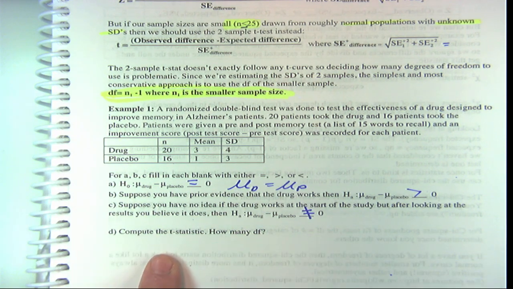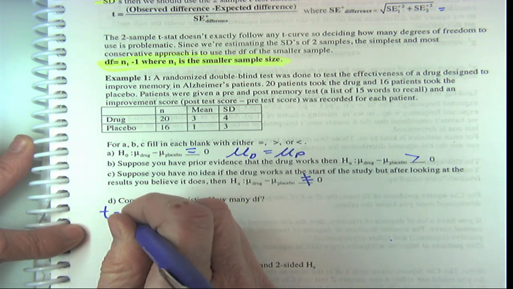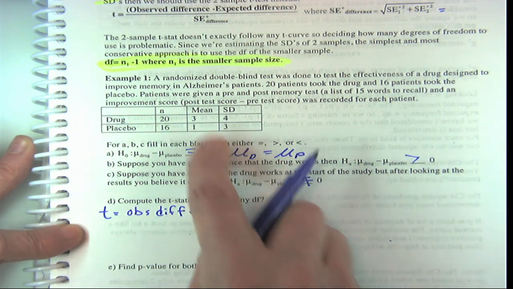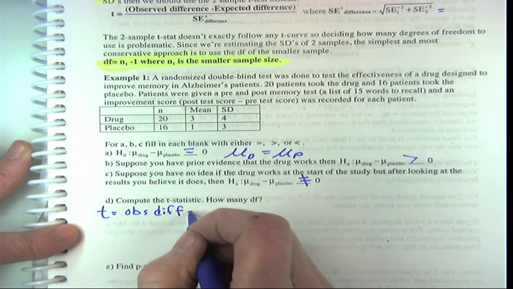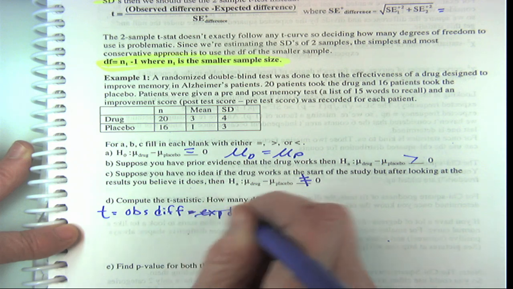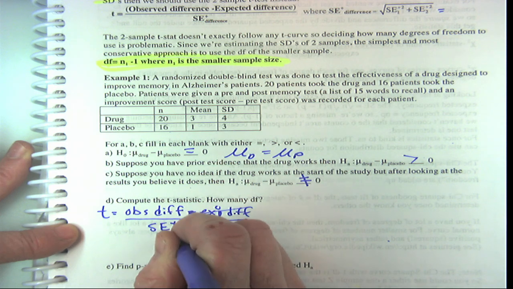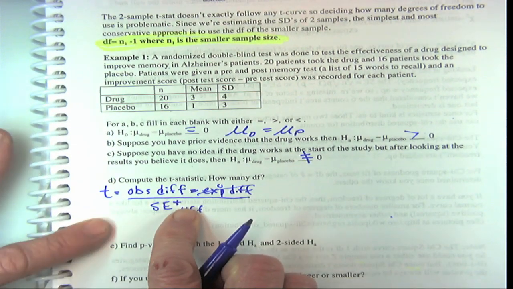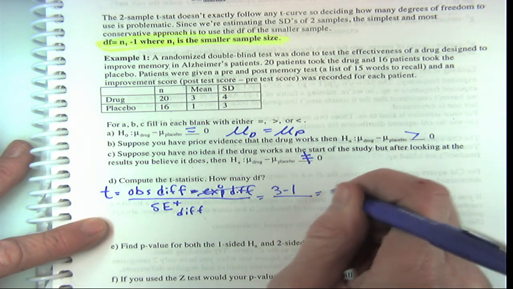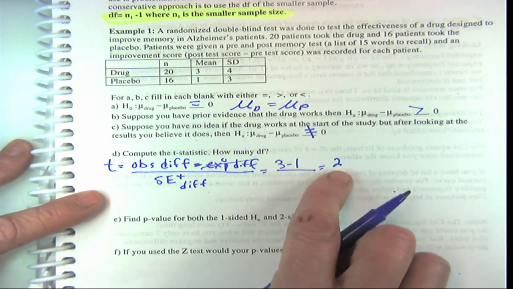So since it's the same as the z, let's just go ahead and do it. The t is equal to your observed difference, which in this case is 3 minus 1, minus your expected difference under the null, which is 0. Now you're going to use a standard error plus for the difference. It's going to be a little bit bigger. So the difference we know is 3 minus 1. We want to see how much better the drug group did.